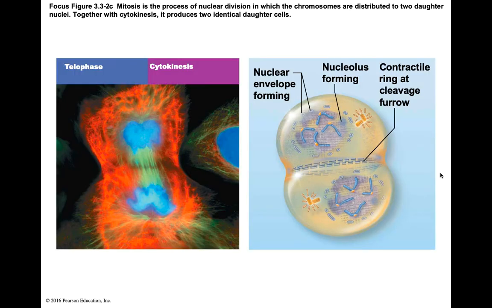So here's what we're talking about. You have a contractile ring that's going to form at the cleavage furrow, and as this folds in, it starts to look like a butt. It's going to pinch off that cytoplasm and form two genetically identical daughter cells.